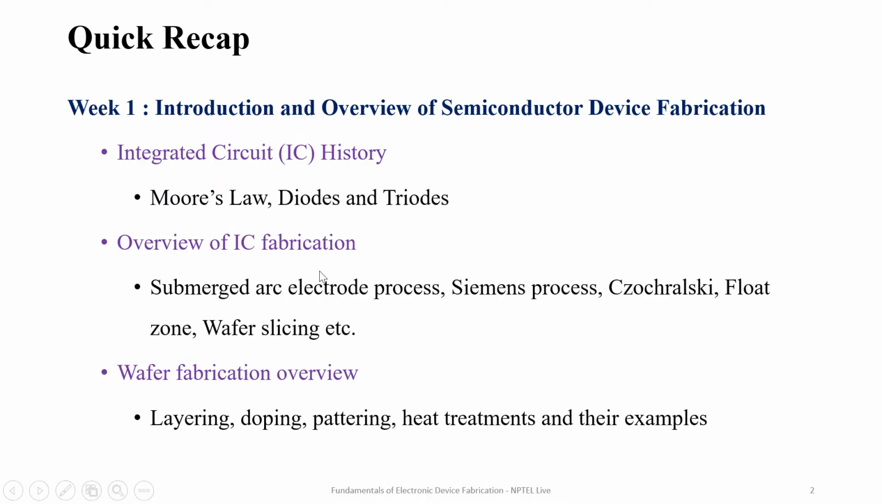Then we saw an overview of IC fabrication. We saw the submerged arc electrode process, the Siemens process, Czochralski and float zone. Then we went on to wafer slicing, wafer fabrication, etc. The wafer fabrication part will be discussed in detail during the next weeks. Then we saw the basics of layering, doping, patterning, heat treatment, and a few examples where we saw how an NPN transistor is manufactured. I hope all of you have already gone through that material.